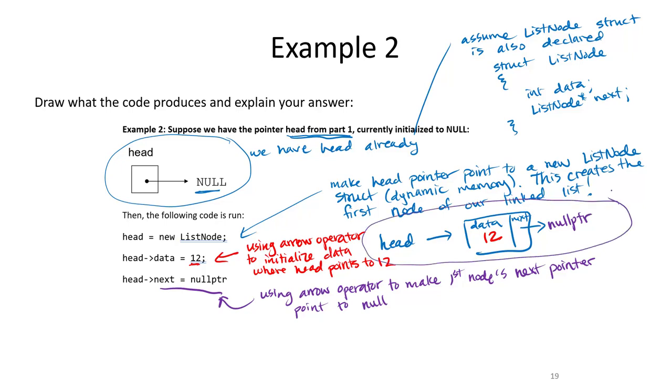So finally, after all of that code has run, we have our head pointer pointing to just one node containing the data value 12 and having its next pointer pointing at null. So we have just created the first node of our linked list.